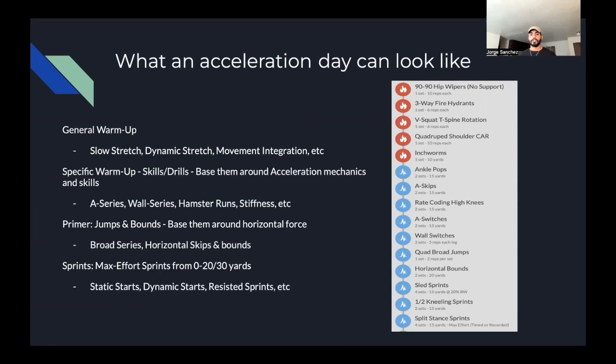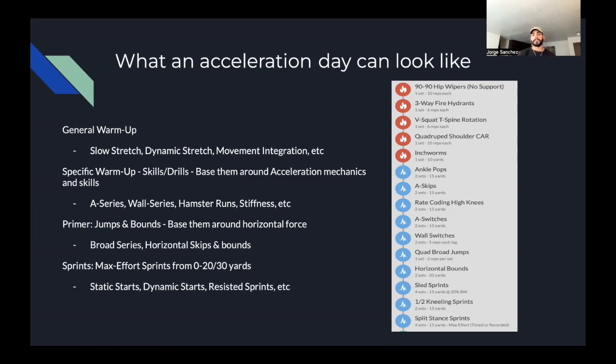Next, with the drills, do drills that tie into acceleration mechanics and skills. So base them around horizontal positioning, thigh action, retraction, and other technical aspects of acceleration by using the A series, wall drills, hamster runs, building on stiffness, and anything else relating to acceleration. This should also take about 5 to 10 minutes max. It's basically your specific warm-up.